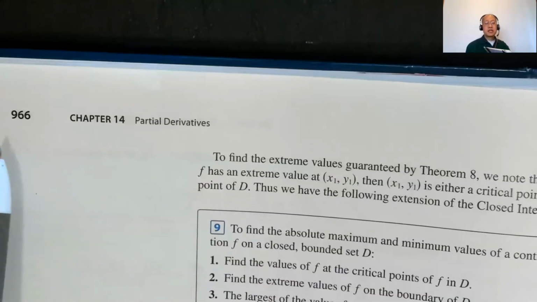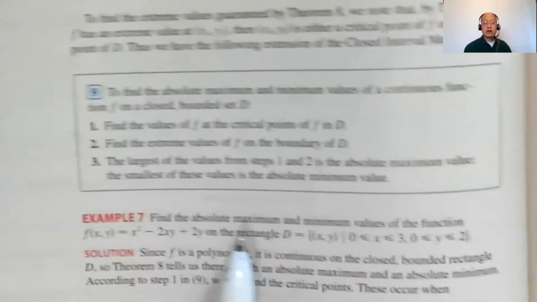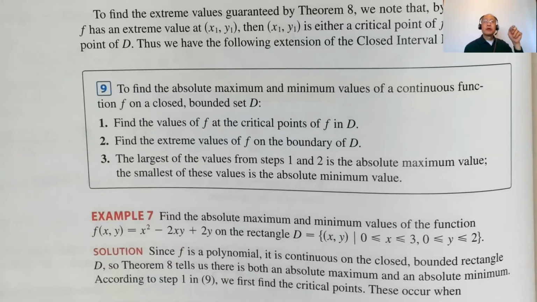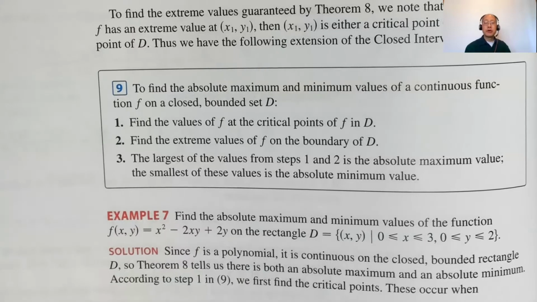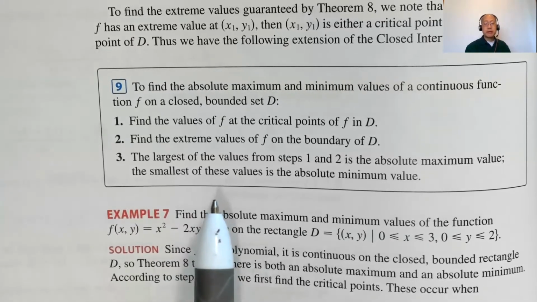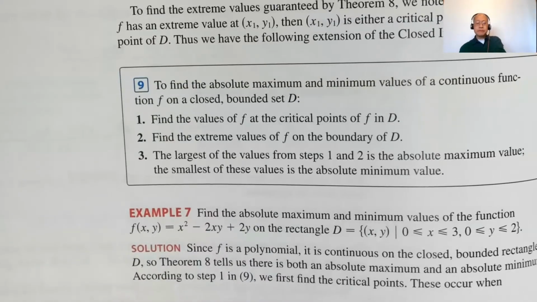That's on page 966. So you might recall in Calc 1, for the extreme value theorem, not only do you check the critical points on an interval, you check the two endpoints, left and right endpoints. Here, it's not just the endpoint, you might have to check an entire set. Okay, so here we go.